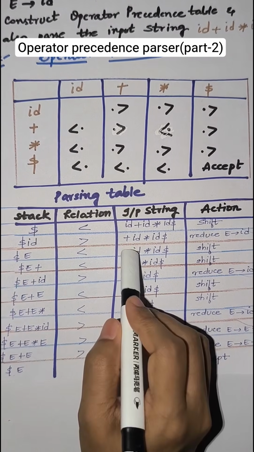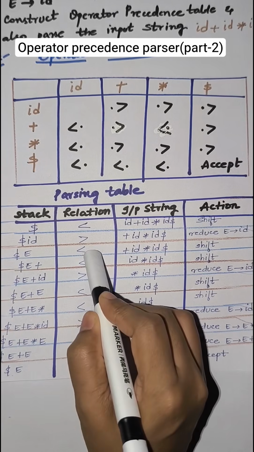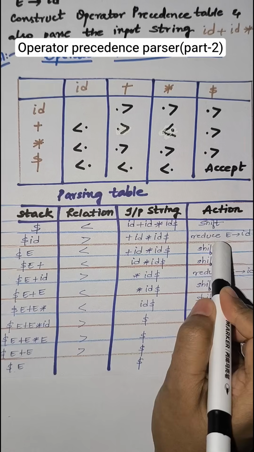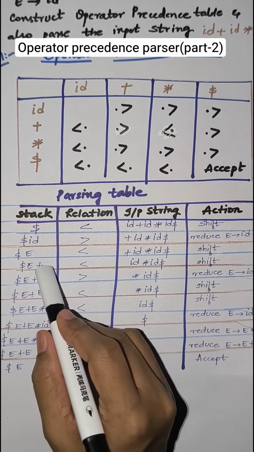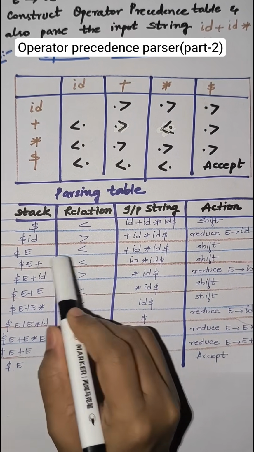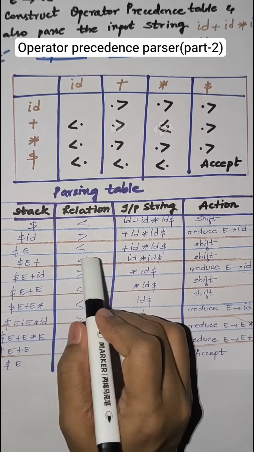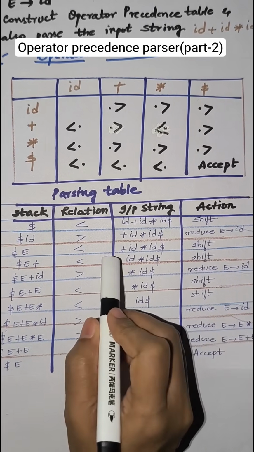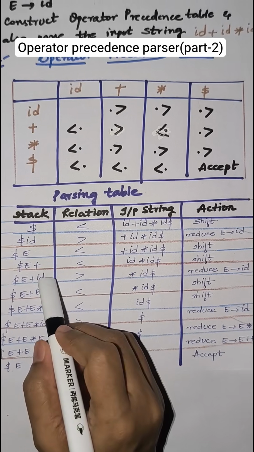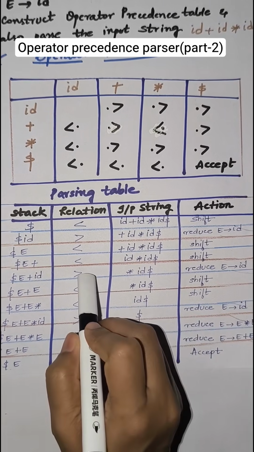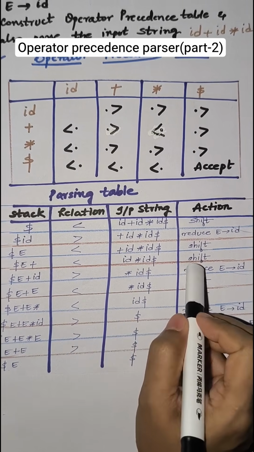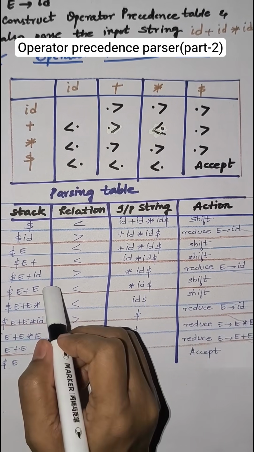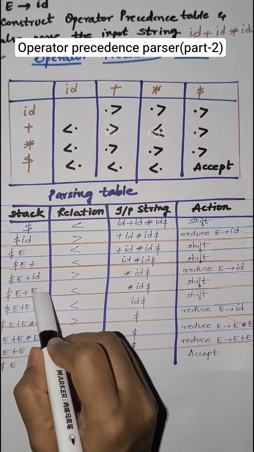So comparing dollar and plus, dollar has got lesser precedence, so writing lesser than sign, and action performed is shift action. Shifting plus onto the stack and comparing plus and id. With plus and id, plus has got lesser precedence, so shift action, shifting id onto the stack. Id and asterisk, id has got greater precedence, so we need to perform reduce. E reduces id, in the place of id reduce it by E. Now writing E in the place of id.